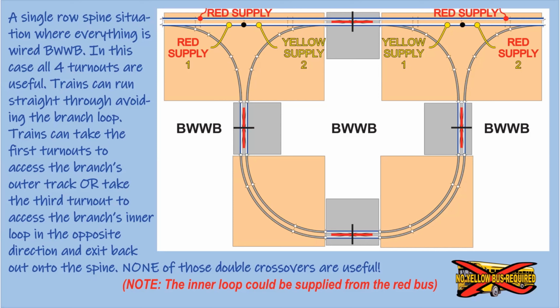Trains can take the first turnout to access the branch's outer track, or take the third turnout to access the branch's inner loop in the opposite direction, and exit back out onto the spine. None of those double crossovers are useful. Note the inner loop could be supplied from the red bus.